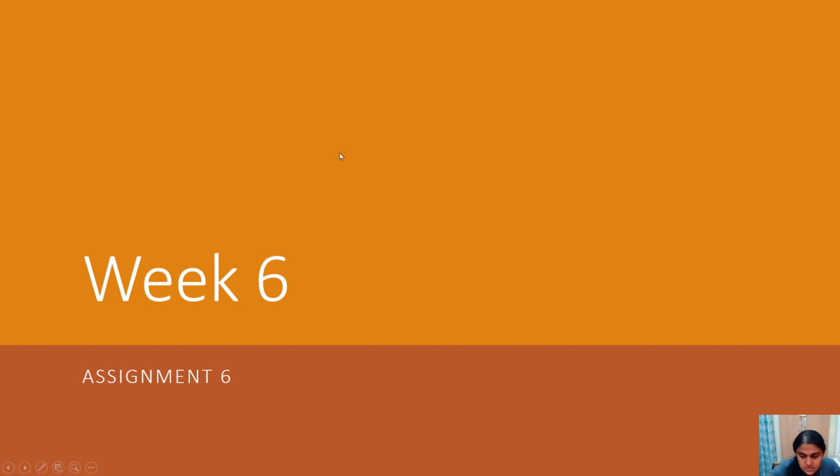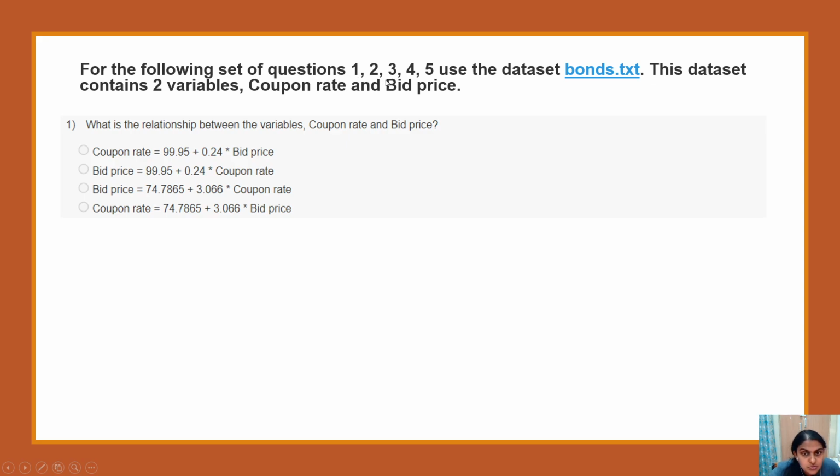The first question is, for the following set of questions 1, 2, 3, 4, 5, use the dataset bonds.txt. This dataset contains two variables, coupon rate and bid price. For those of you who had gone through the lecture videos, you might have seen this bonds.txt already, and it's given in your course window also. You can download this text file containing about 35 observations of the coupon rate and bid price. It's a publicly available data set, so if you just search for bonds.txt, you can also obtain this data set.